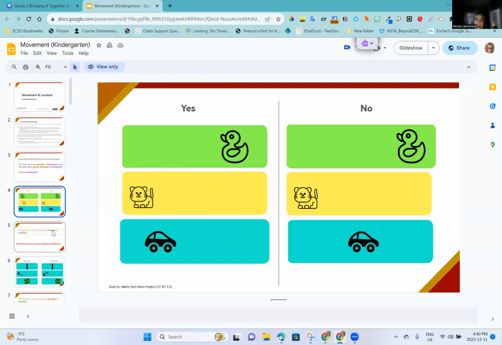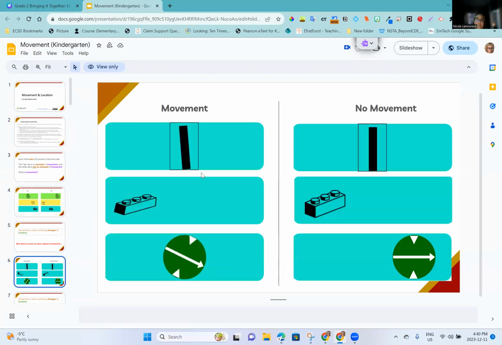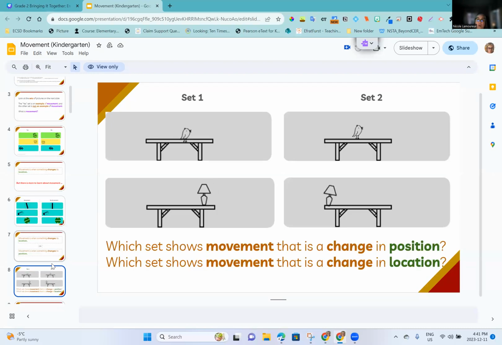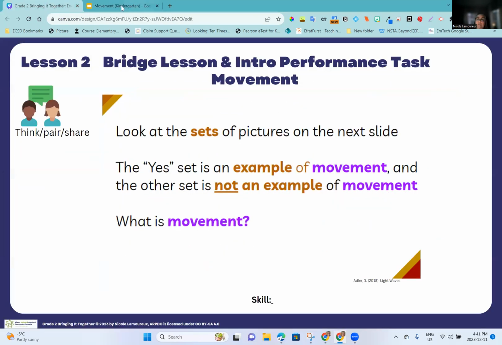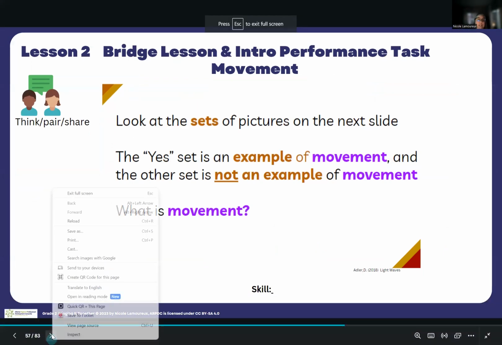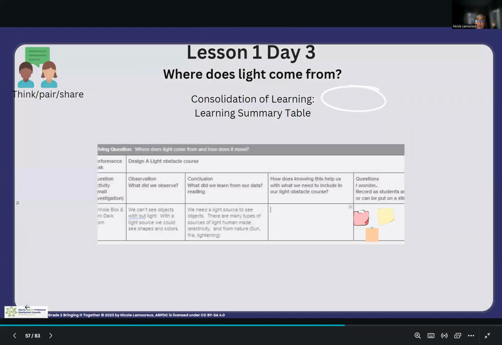So then they talk about what they think it is. Movement is when something changes location. But there's more to movement. And then this is position. So they have to look at the yes statements and the no statements. Well, they were moving back and forth, but they're not moving back and forth. So here, movement is also a change in position. And then so on. There's an activity here that you can go through with your students to get them learning about what movement is before we talk about the performance task. Okay, I can get to the next page. Okay.